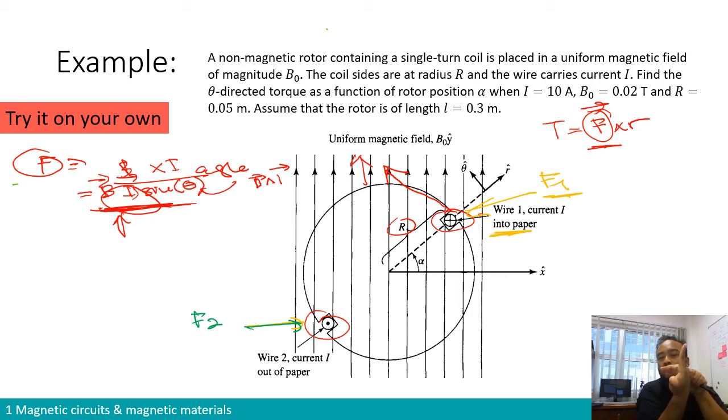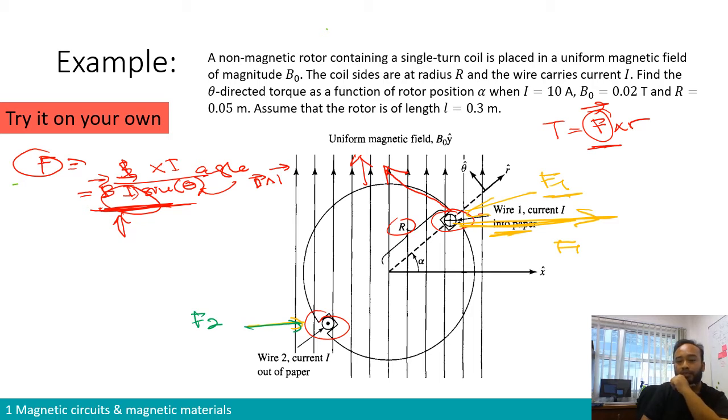Can you do it with me? The current goes into the paper, the magnetic field goes upwards. Therefore, you find the force F goes in the same direction as axis X. So I'm going to draw the force F1. Force F1 is in this direction.